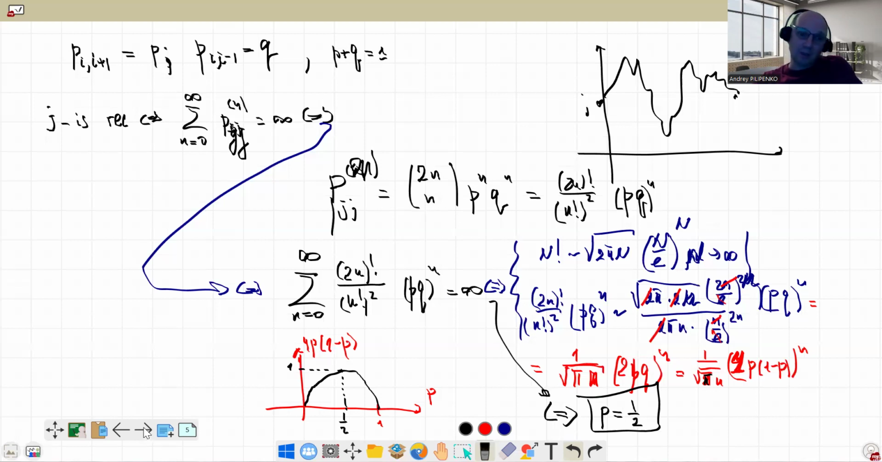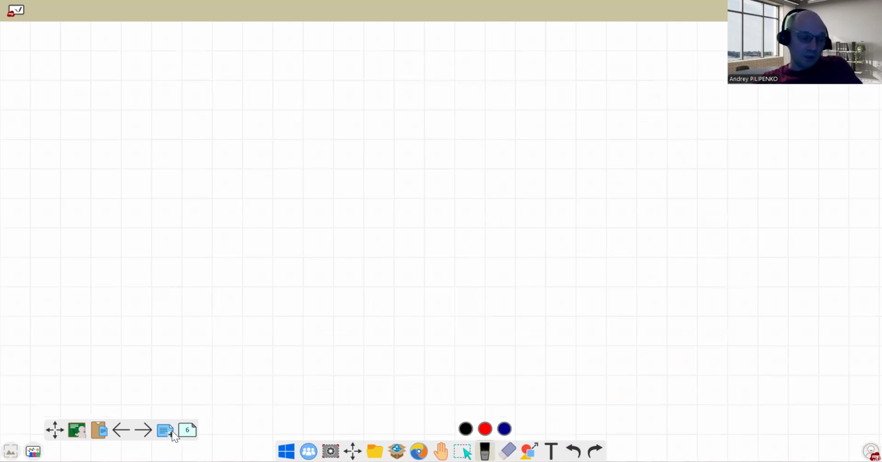However, in case of random walks, there is a way to find these probabilities p_ij^(n). Well, not them, but the generating functions. Okay, so now another example.